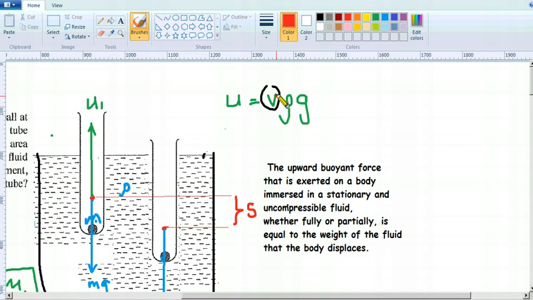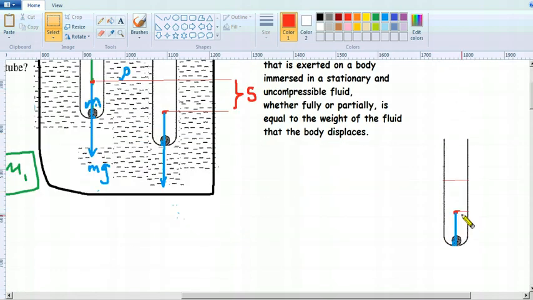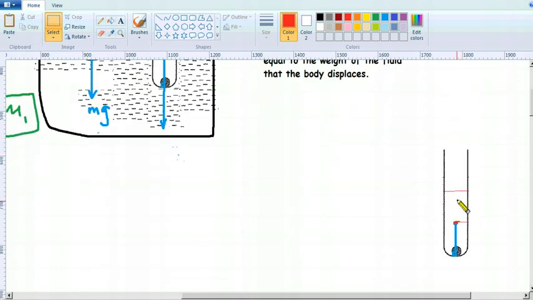First of all, we have to get the volume and multiply it by rho g, then we get the weight of the fluid. What fluid? The fluid that the body displaced. The body is this one, under water. This one is the body. So we can take it here like this.